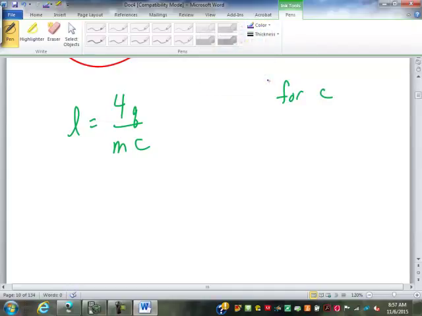Solve that for C. Anybody see what the problem is here? C is in the bottom of a fraction. We've never solved for anything that's on the bottom of a fraction before. We've got to get rid of that. We've got to get it out of there before we can solve for it.